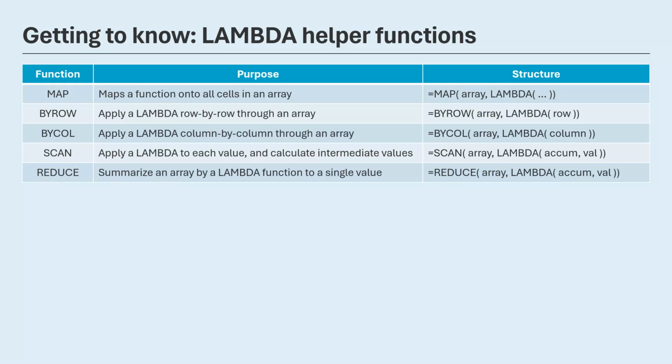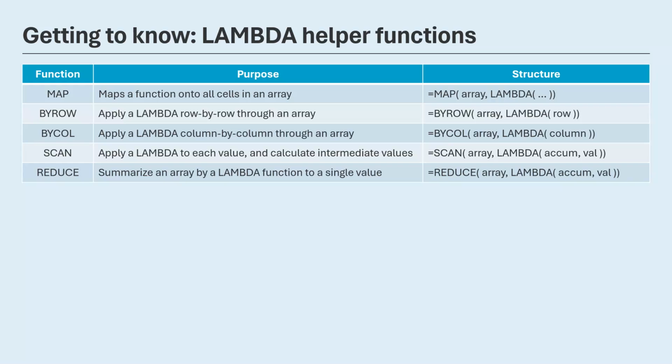And reduce's whole job is to take a Lambda function and apply it against an array of cells, but the result is just a single value. So that's why it's reducing that array down to a single value. It's going to do something across the entire array, but finish with a single value at the end.